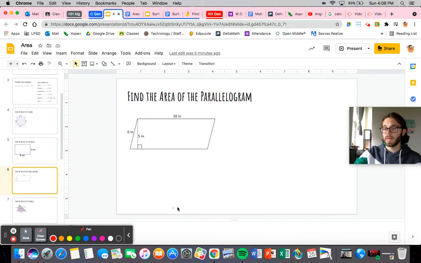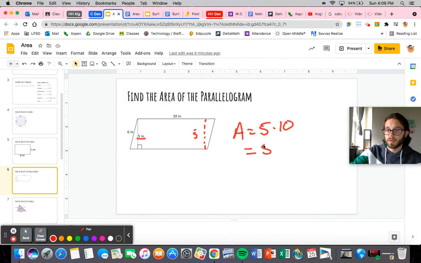Now, the thing that you do need to be careful of is that the height of a parallelogram is the one that makes the perpendicular line here, the right angle. So it's the 5, not the 6. Be careful. Okay, so similarly, you could have this one over here. It's the 5. It's the thing that makes it look like a rectangle. So my area is equal to 5 times 10, equal to 50, and then I have inches squared.